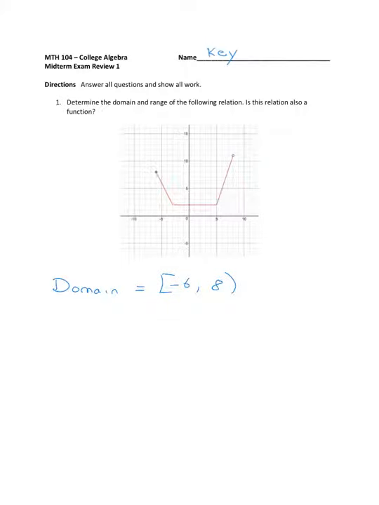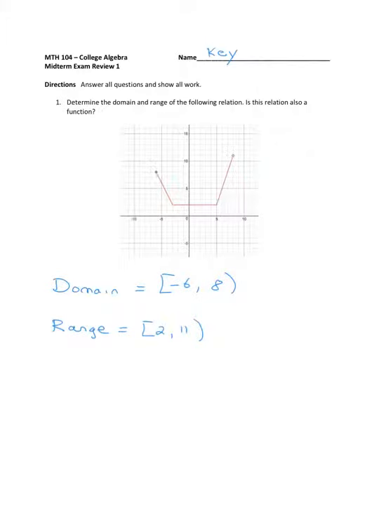Now the range is going to be all of the y values. So the lowest points on this graph are here at y is equal to 2. And we get all the y values that go up. We go past this point up until we get to 11, and we do not include 11. All the y values go from 2 up to and not including 11. So there's our domain and range.